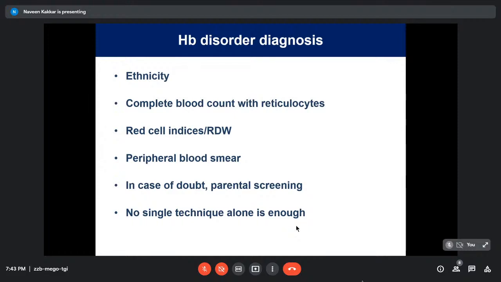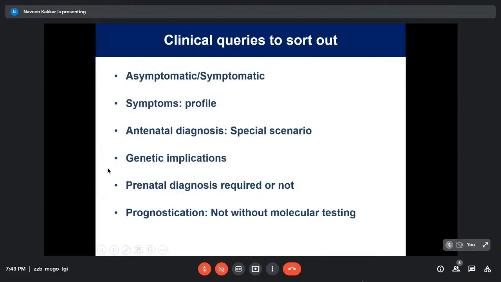And our job as a pathologist or a hematologist is also to look at the clinical queries to sort out for the clinician and the patient. So you must be able to say, whatever you have found on your HPLC, is it going to be symptomatic or asymptomatic? And the clinician will already have an idea of that. You need to correlate. If there are symptoms, what is the profile? Are there mild symptoms? Is the patient very symptomatic? Is there a spleen or is there not?